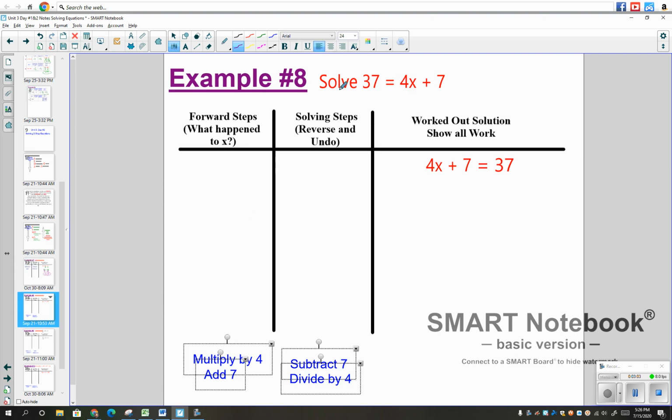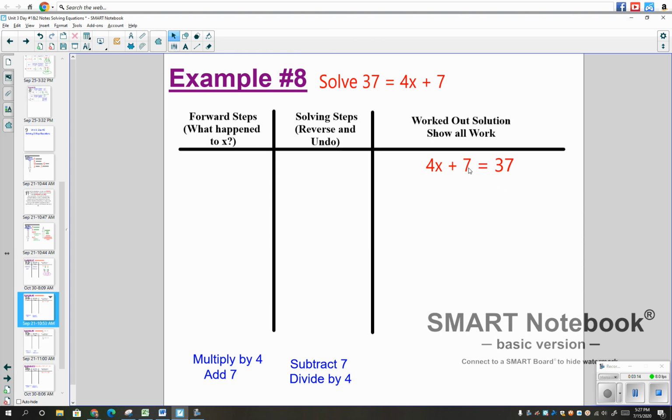Our next equation is I want to solve 37 equals 4x plus 7. What I did first here is I rewrote this equation. I put the 37 on the left side and made it 4x plus 7 equals 37. I just flip-flopped the left side and the right side, which you can do. Well, what am I doing to x? First thing I'm doing is I'm multiplying by 4. Then I'm adding 7 to it.